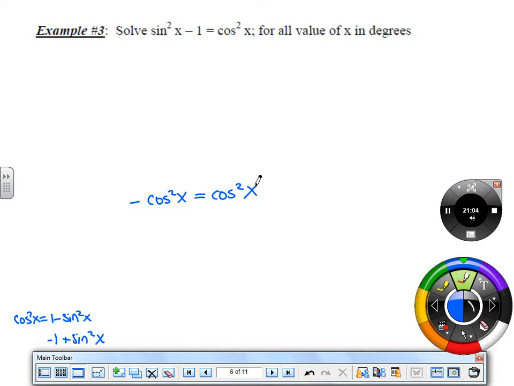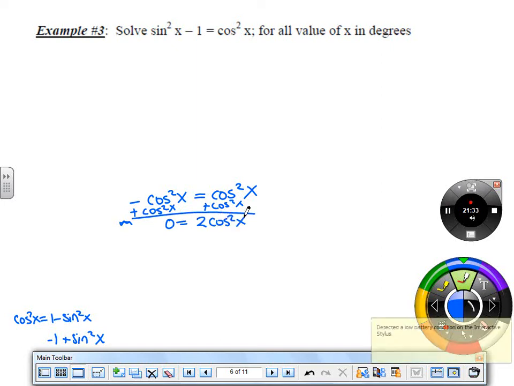Either way, we'll end up in about the same situation. Good. Setting it equal to 0 is a good idea, so I can see how everything works out, and if I have to, I can take out factors and analyze what's going on. So I'm going to bring both terms to the same side. So when I subtract cosine squared x from each side, or would you guys rather me add cosine squared? You guys like that better? Okay. You guys don't like negative things, right? Okay. I get 0 equals 2 cosine squared x.